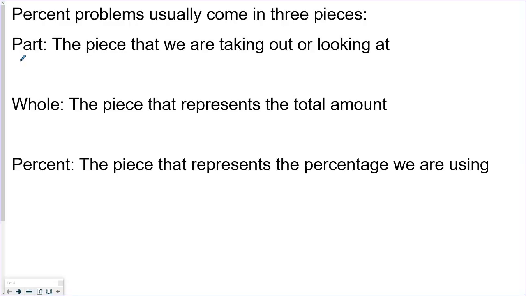And then the percentage is just the percent value that we have. So if 30% of the fish are blue, then 30% is the percent. It's usually the one with the percent sign with it. And again, this is usually going to be used as a decimal when we do our calculations. So if you have 30%, don't think of it as 30, think of it as 0.3.